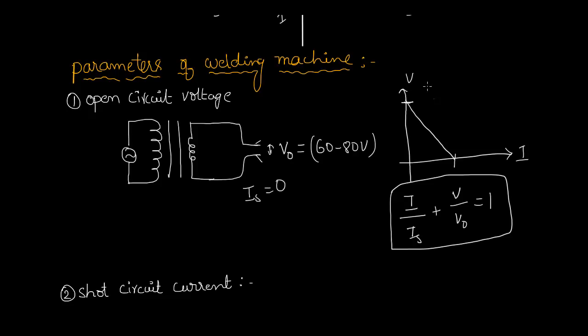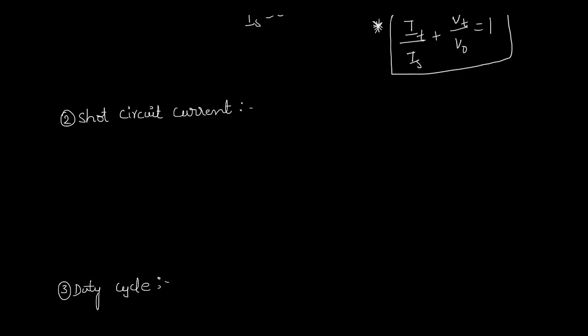If I replace the I value and V value by IT and VT, then that is called the transformer current and voltage, the rated transformer current and the rated transformer voltage. So this is the slope intercept form of a constant voltage arc machine. And then we come to the short circuit current.